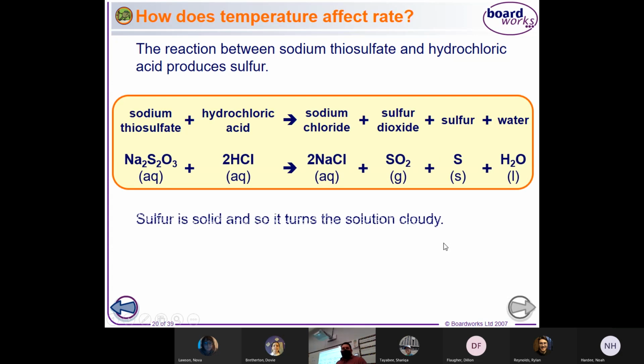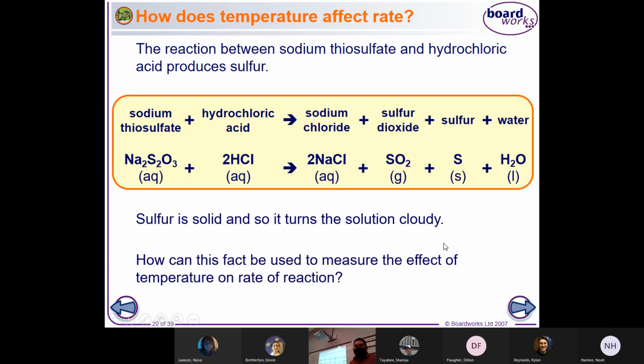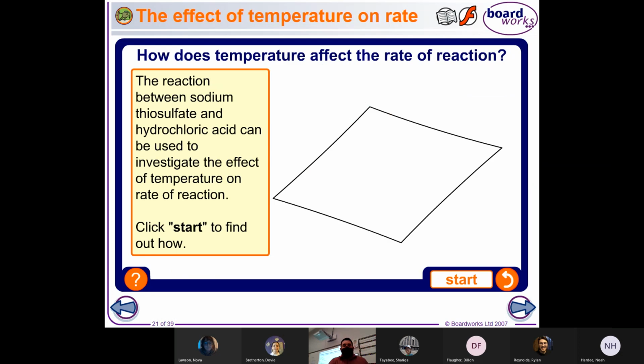All right. So for example, in this reaction here, we have sodium thiosulfate and hydrochloric acid. It's going to make a couple of different products, quite a few different products here. So we can actually change this to make the reaction go a little bit quicker with some heat.